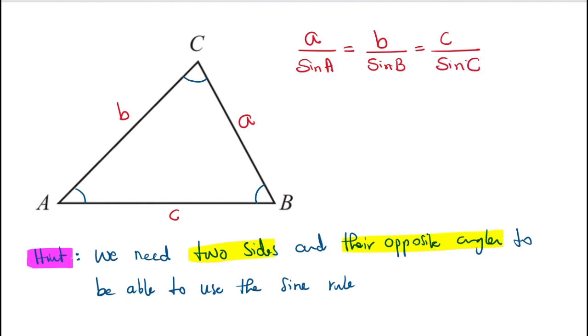In fact, the formula tells us that if we have two of the sides and their opposite angles, then there's enough information for us to use the sine rule. So the hint to remember is that we need two sides and their opposite angles to be able to use the sine rule.